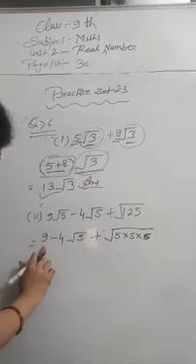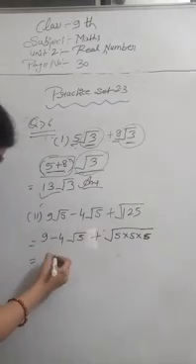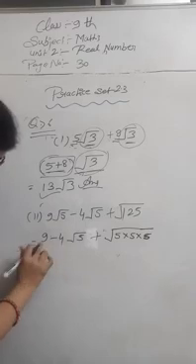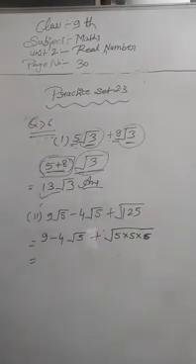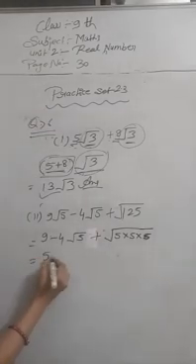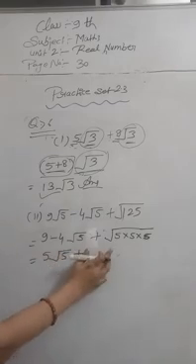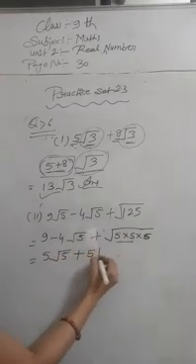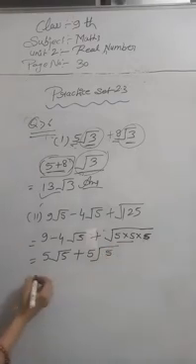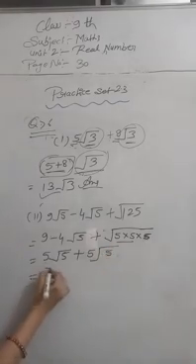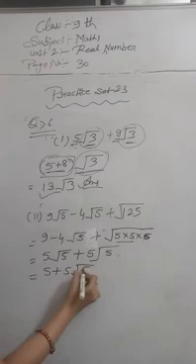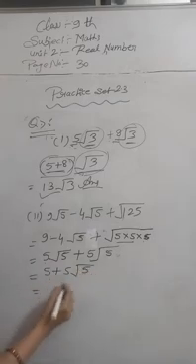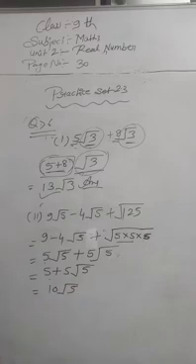Now 9 minus 4 is 5, root 5 we will write here. Now we will put one 5 outside and the other 5 inside. So 5 plus 5, and root 5 is common, so 5 and 5 make 10, so we will write here 10 root 5. Okay, so this is our answer.